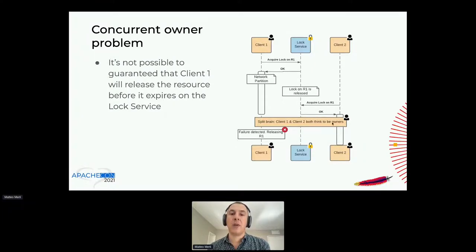At this point, you have both client one and client two thinking that they are the owner of that resource. And client one might detect the failure, but there is no guarantee on the timing of that. So if it detects the failure after the lock service has already released the lock, then you have this split brain scenario. And based on the timing and the clocks that are different in the different nodes, there is no way that we can avoid this kind of scenario. We can work around it, and I will show how.